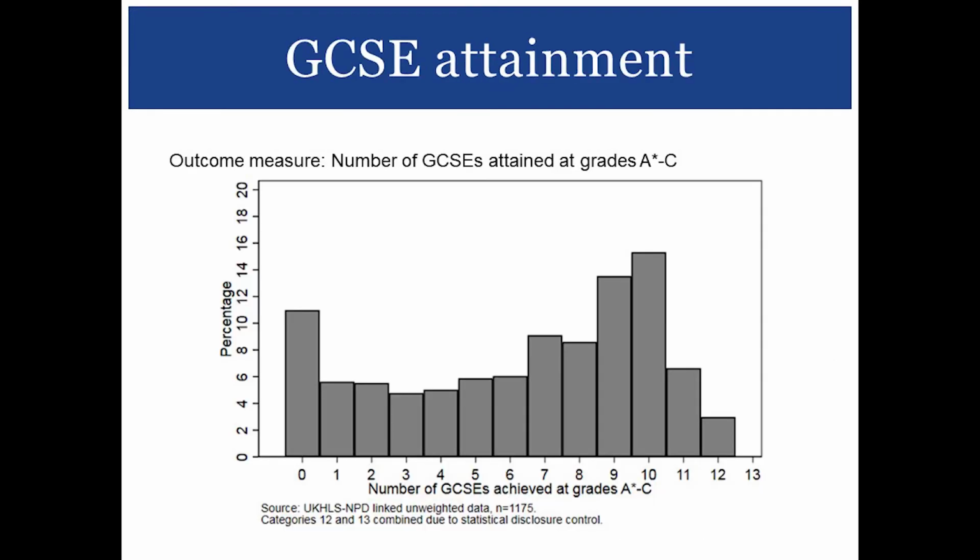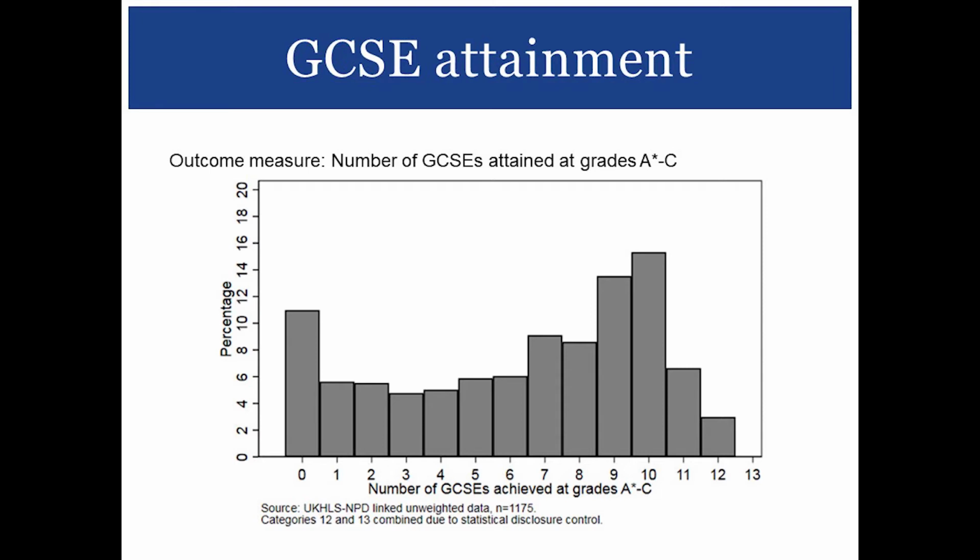And this is what it's all about, the GCSE attainment of these young people. This is the key variable of interest, and what we want to do in this work is to understand why the differences in GCSE attainment occur. So this is the measure we're using, the number of GCSEs attained at grades A star to C, so the number of good passes.